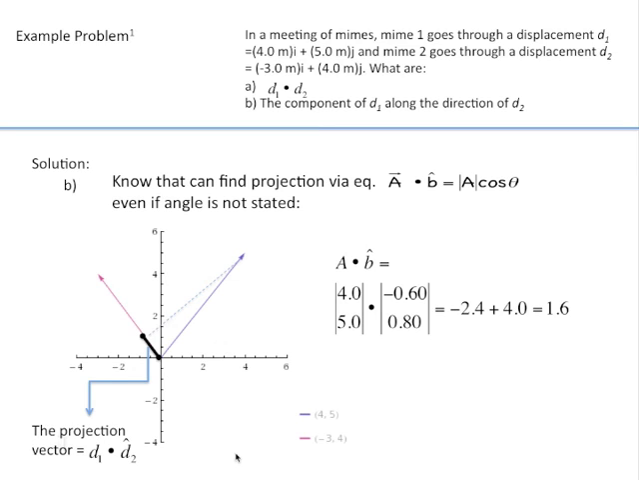A dot b hat, or in this case d1 dot d2 hat, equals 4i plus 5j meters dot negative 0.6i plus 0.8j meters, or negative 2.4 plus 4.0, which is 1.6. Thus the component of d1 along the direction of d2 is 1.6.